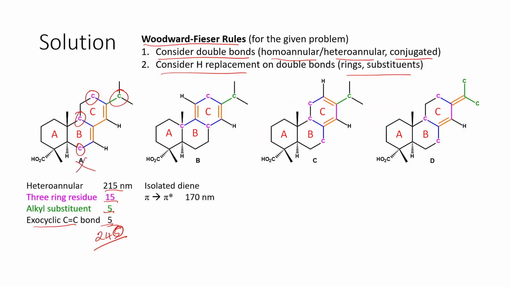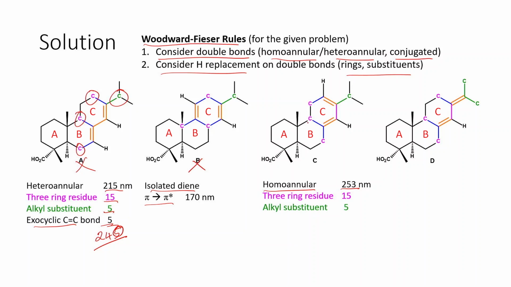When we go to structure B, as we discussed earlier, this is an isolated diene. For an isolated diene, we only have a pi to pi star transition, which appears at 170 nanometers. That means this is also not the right structure, and we can rule out B. The third one has the double bonds in the same ring, which is called a homoannular diene. For the homoannular diene, the base value is 253 nanometers.